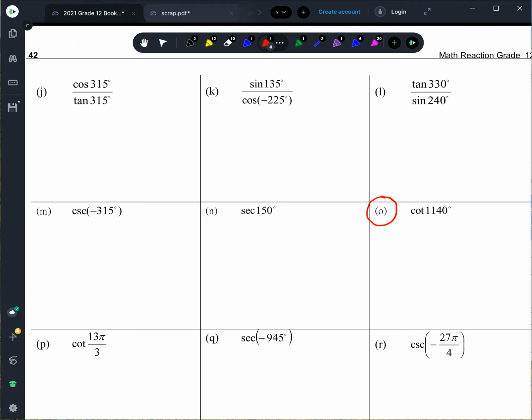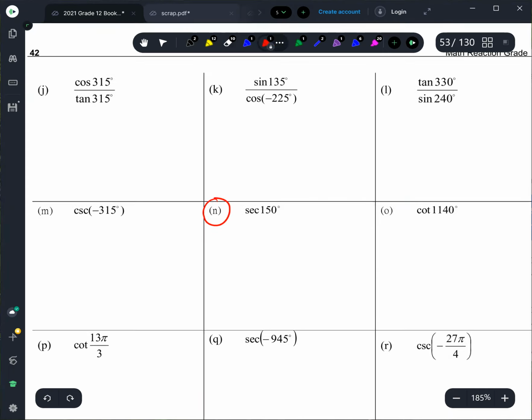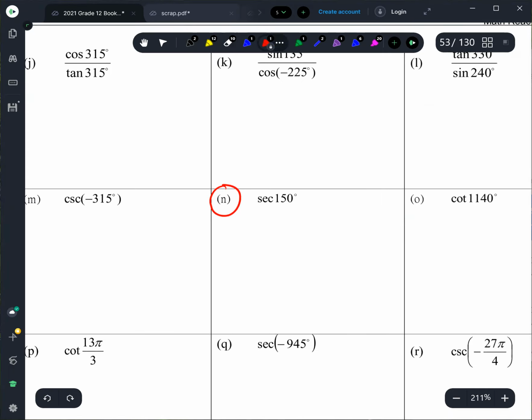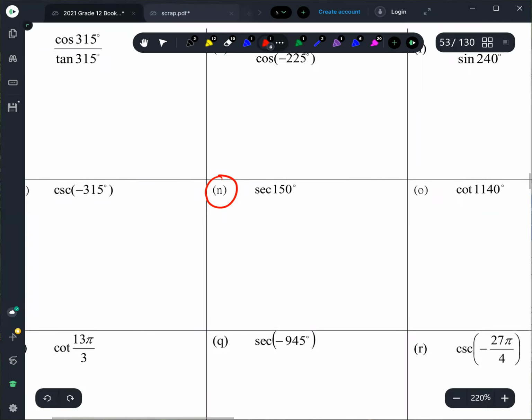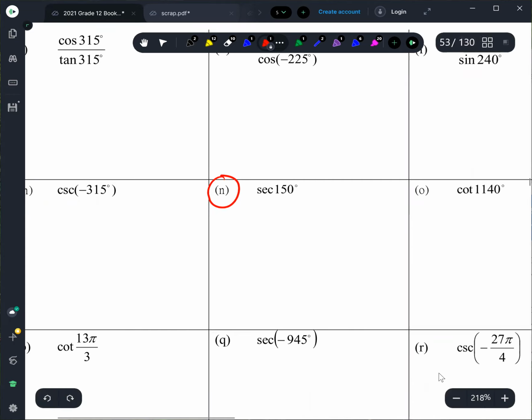Let me see. Okay, let's do something easier first. Less turns. Let's do question N. Same angle, but this time the secant. I'll let everyone try this out. See if you can carry out your 4 steps all the way till the end.